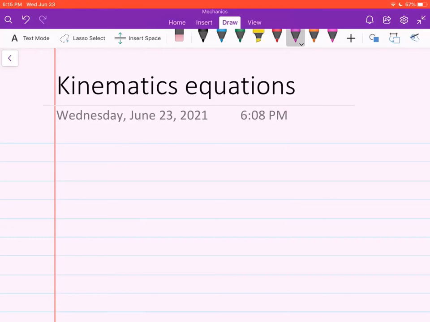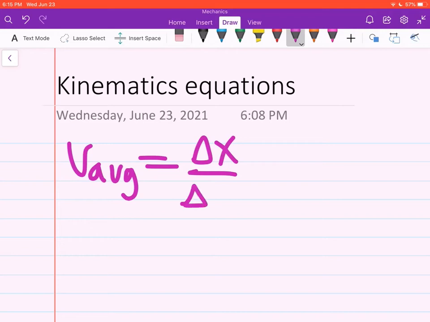Okay, so this is going to be a very quick kinematics equations derivation. All that's assumed is some knowledge in mechanics, algebra, as well as a little bit of calculus. So we can start by recalling our definition of average velocity, which is simply our change in position over our change in time.